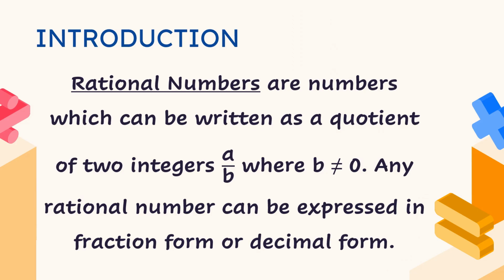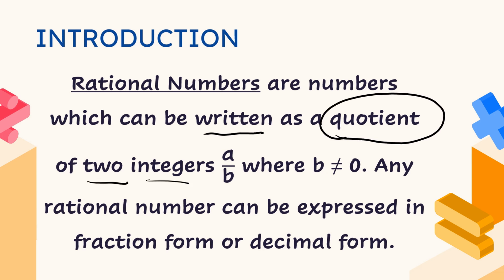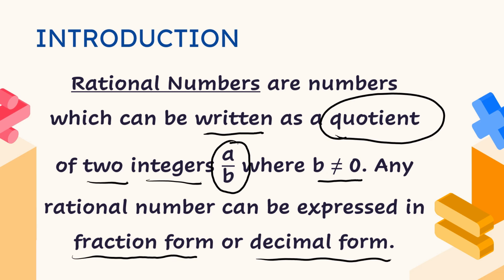Okay, so what is a rational number? Rational numbers, based on the definition, are numbers which can be written as a quotient of two integers a out of b, where b must not be equal to 0. Any rational number can be expressed in fraction form or in decimal form.